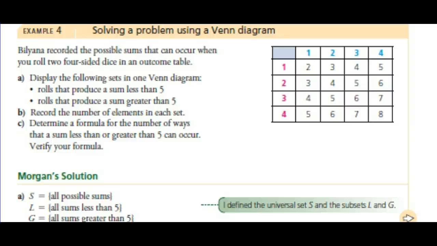And they have the numbers 1 through 4. So if you get a 1 on the blue and a 1 on the red, you've got a sum of 2. 1 on the blue and a 2 on the red, you got a sum of 3 and so on. So you can go from a sum of 2 up to a sum of 8.